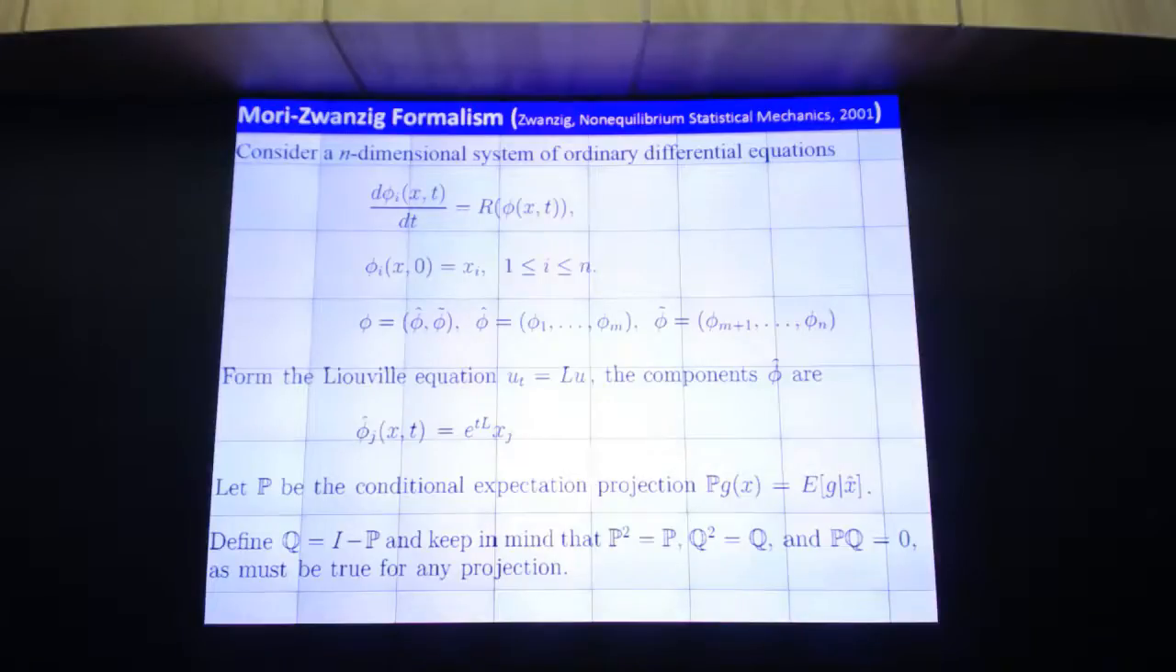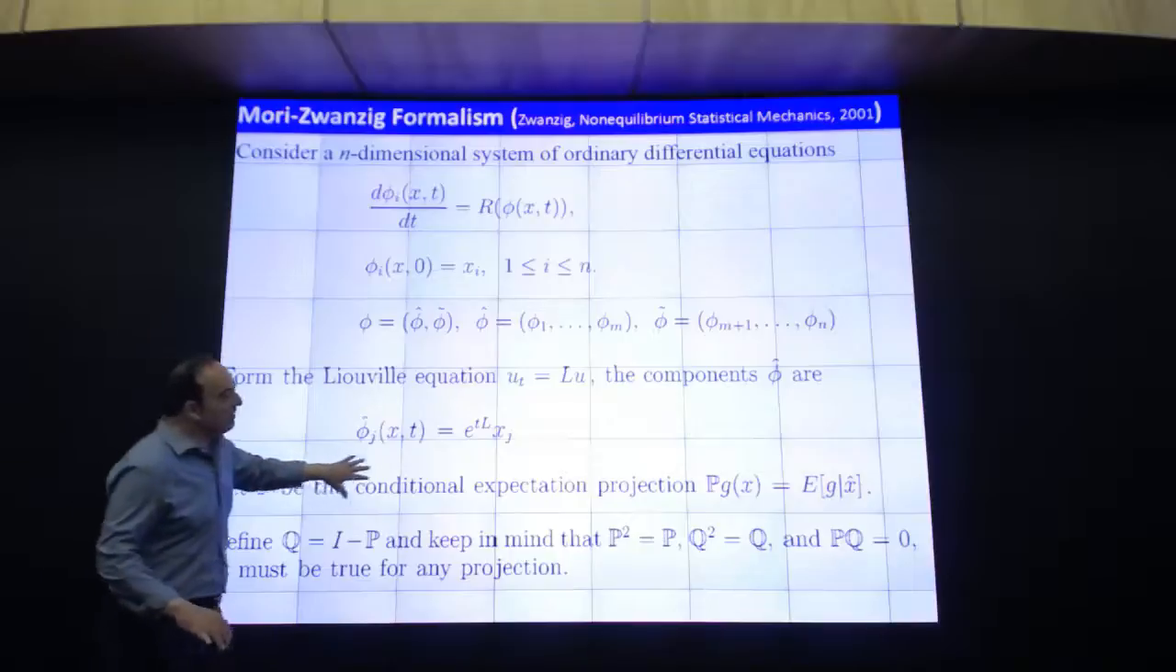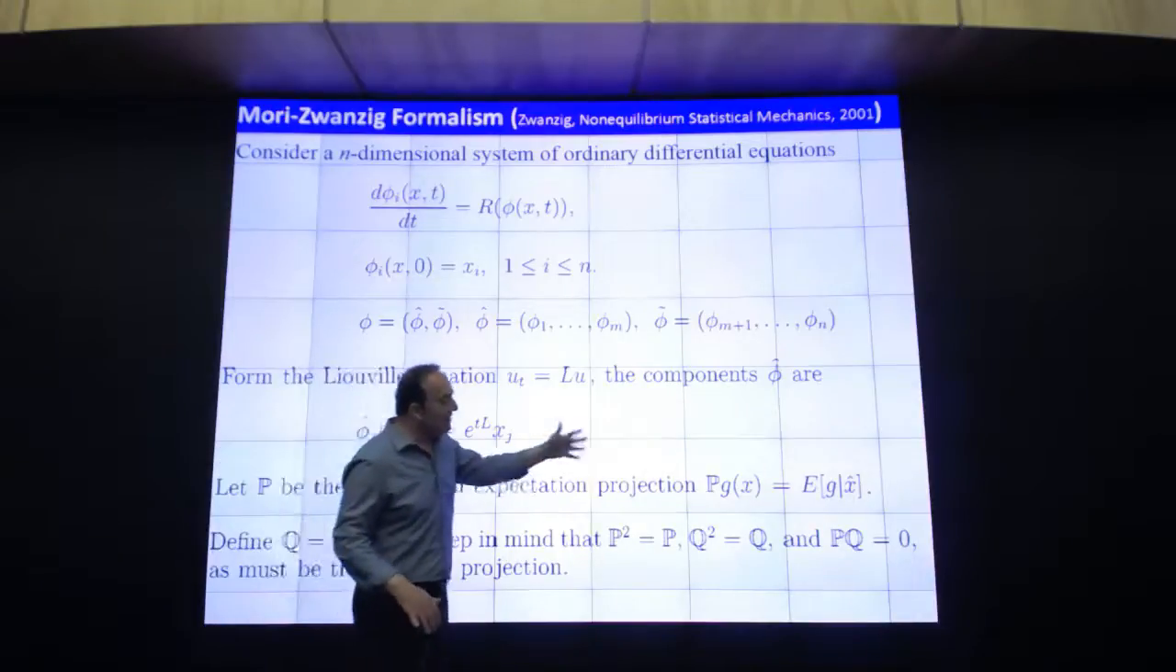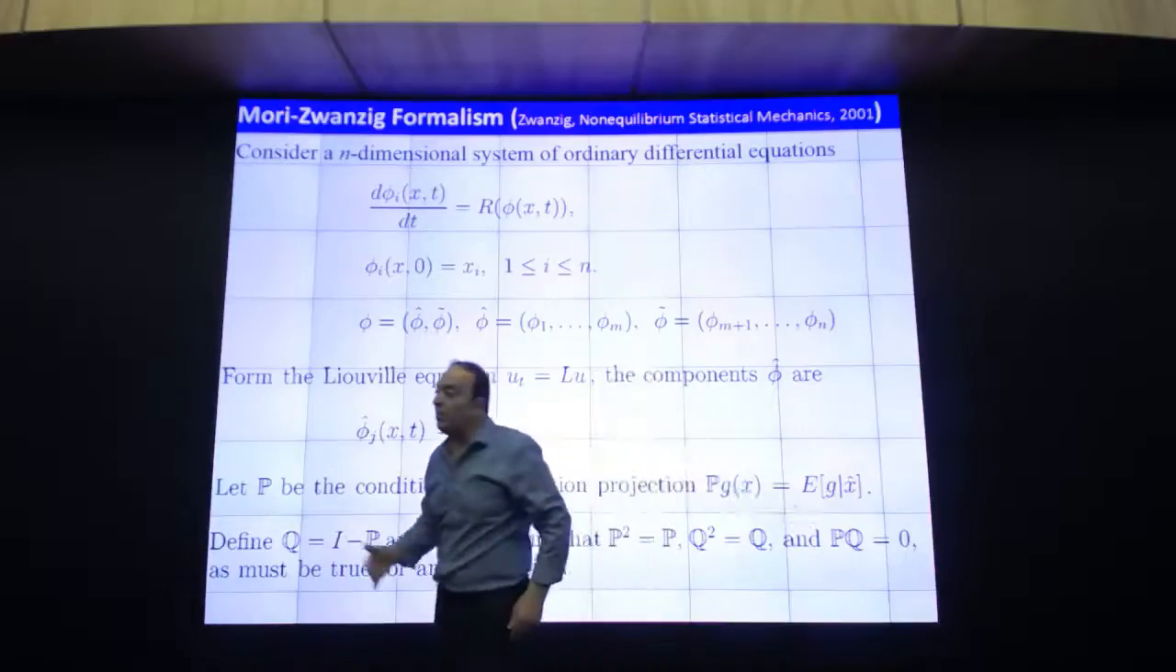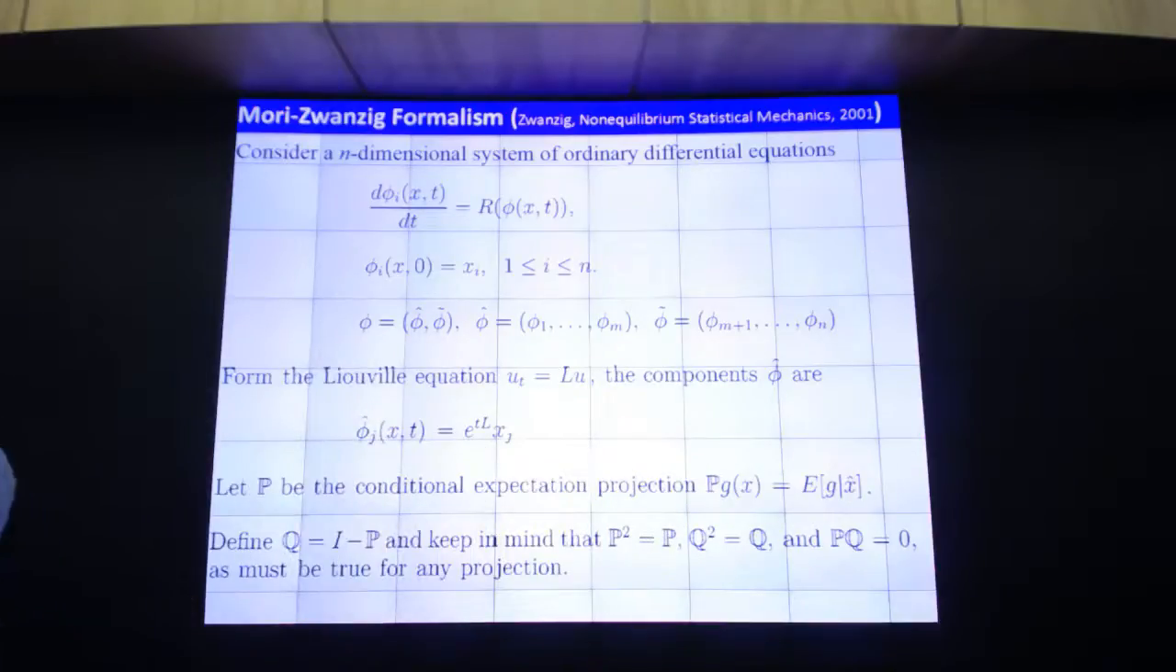Then I follow the Liouville equation, as I said yesterday, and you write the solution in this exponential form. Then you define this projection operator P as an average, as an expectation of G conditioned on the resolved part of the unknowns. And then Q will be the complement of that. So P plus Q equals I.